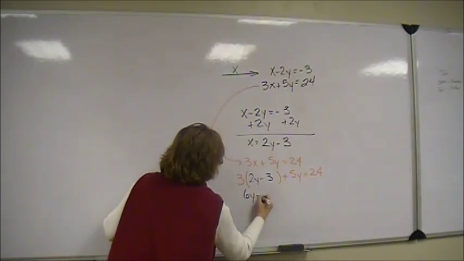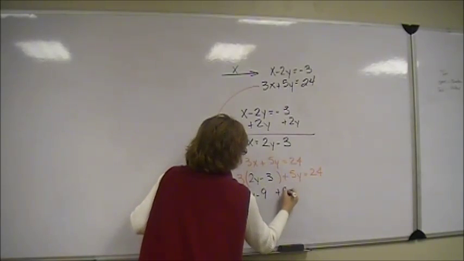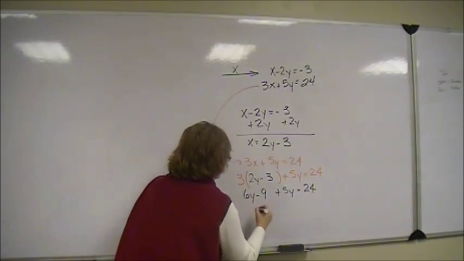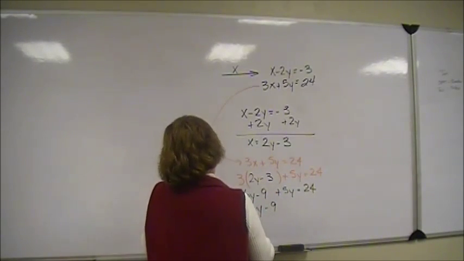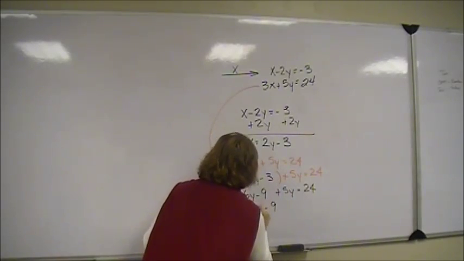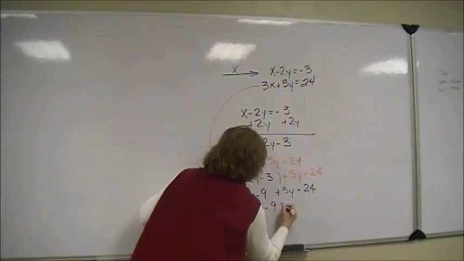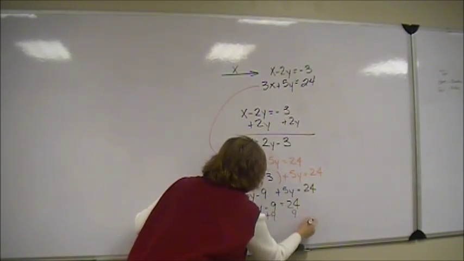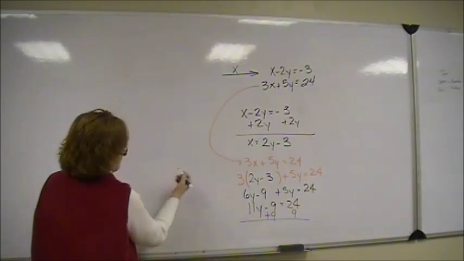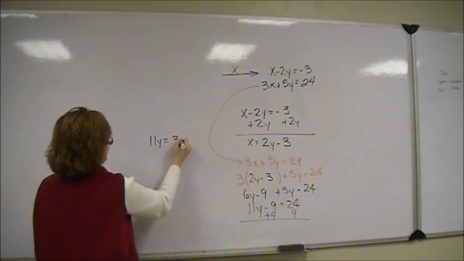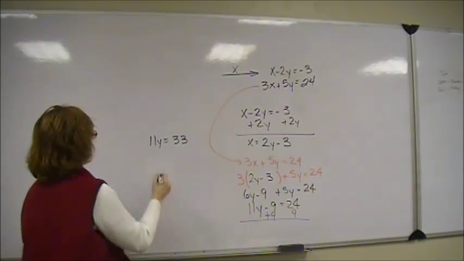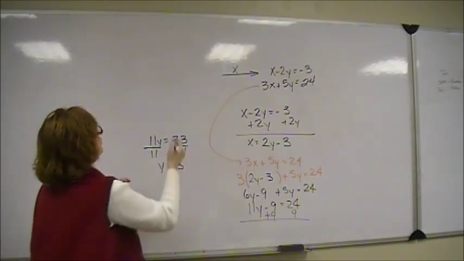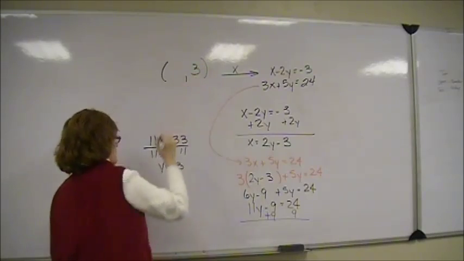That gives me 6y minus 9, and then plus 5y is equal to 24. Combine my like terms: 6y and 5y give me 11y minus 9 is equal to 24. Add 9 to both sides. That gives me 11y is equal to 33. Divide through by 11, and y is equal to 3. So my ordered pair is something comma 3.